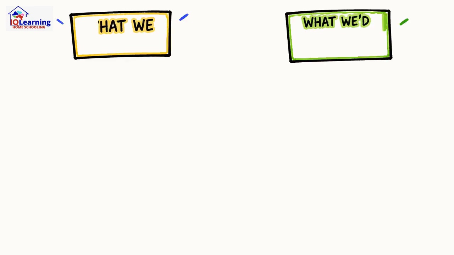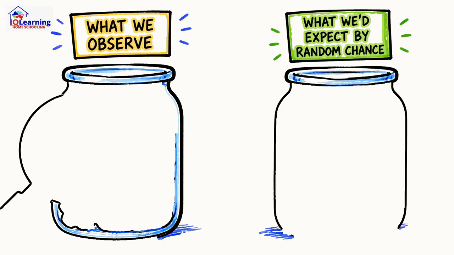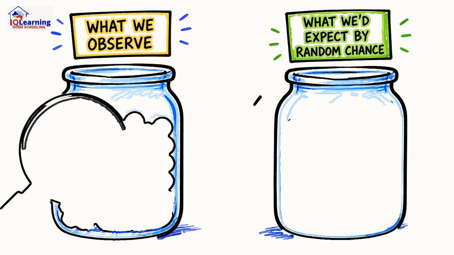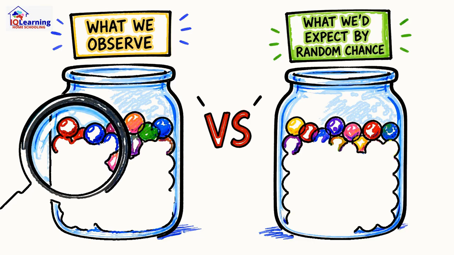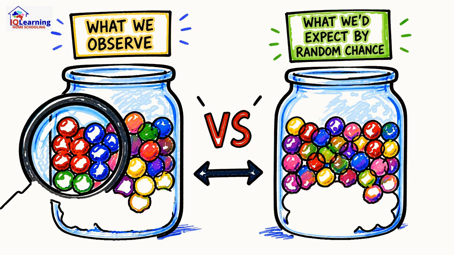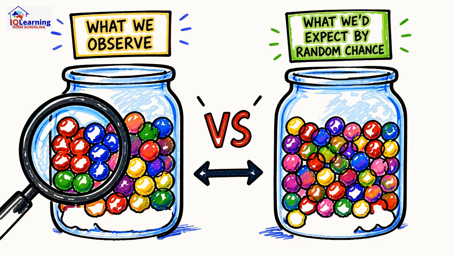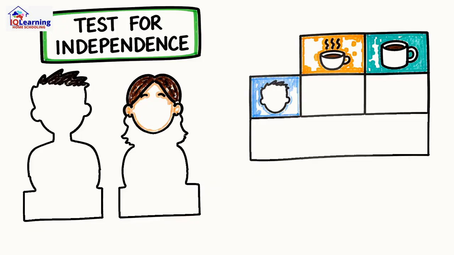Ever wonder if there's a real connection between things, like a person's gender and their coffee preference, or whether a casino's die is actually fair? Statisticians use a powerful tool to answer these kinds of questions, the chi-square test. It works on a simple, elegant idea, comparing what you actually see in your data with what you'd expect to see if everything were just random chance. Let's look at its two main forms.